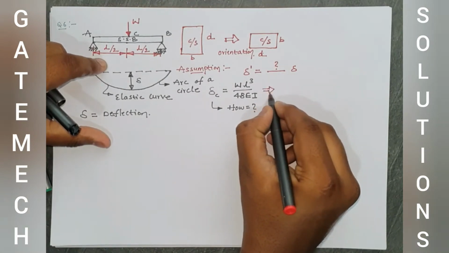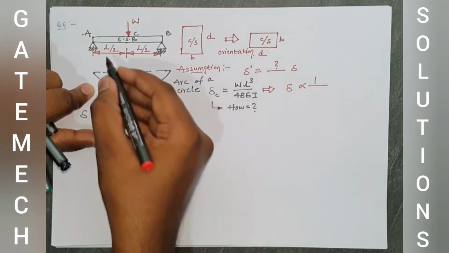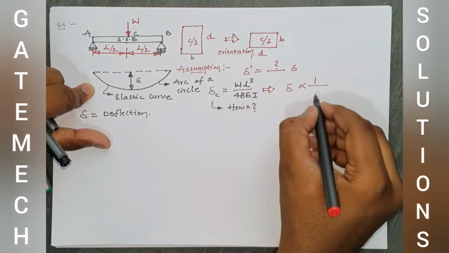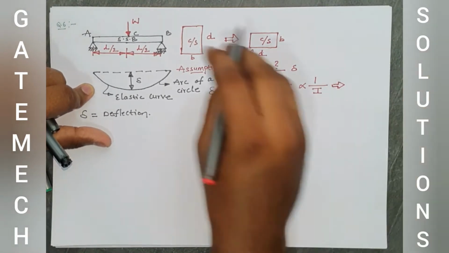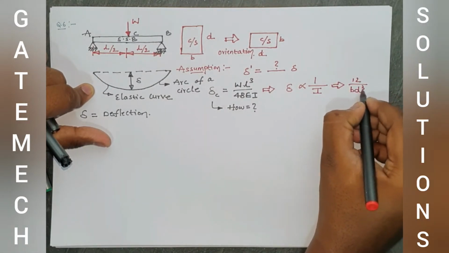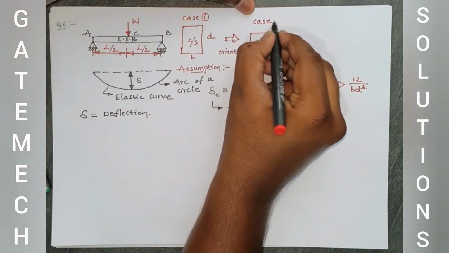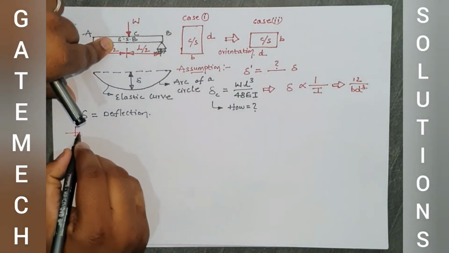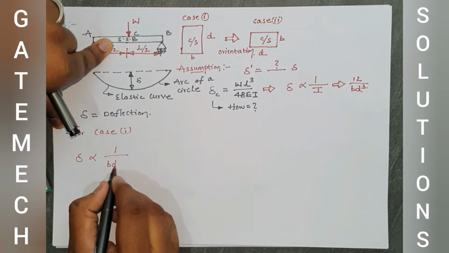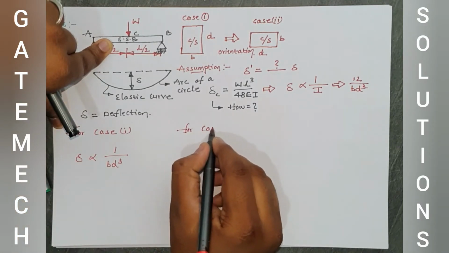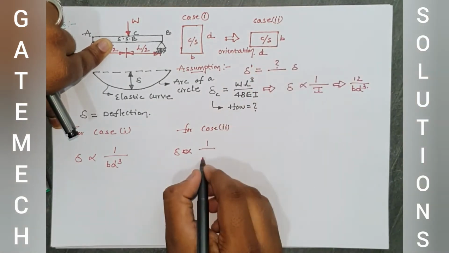From this formula directly we can say delta is inversely proportional to I, because there is no change in W value, there is no change in length, there is no change in material, that means E is also constant. Orientation is changed, so 1 by I. As we already know, I can be written as BD cube by 12. So 12 divided by BD cube. Let us say this is case 1 I am taking, and this is case 2. For case 1, the delta is inversely proportional to the product BD cube. For case 2, the delta is inversely proportional to 1 by, orientation is changed, DB cube.